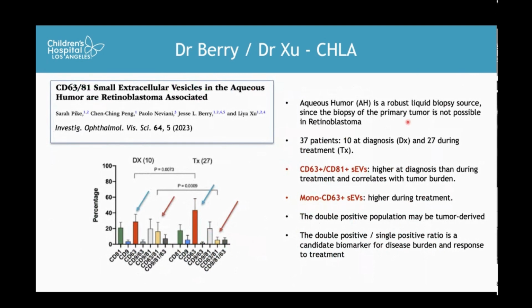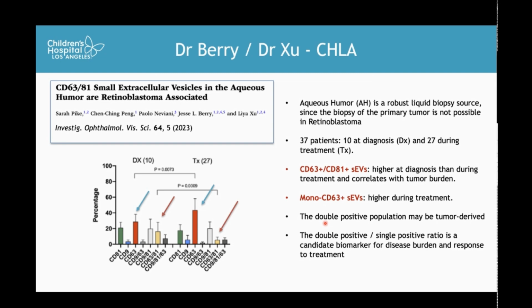They then expanded the retinoblastoma research to 37 different patients, 10 at diagnosis and 27 during treatment. They found in this newer, more recent publication that the double positive CD63 plus CD81 plus small EV population is higher at diagnosis than during the treatment and correlates with the tumor burden. Whereas the mono CD63 population is higher during the treatment, suggesting that a ratio between these two populations may be a candidate biomarker for disease burden and response to treatment.